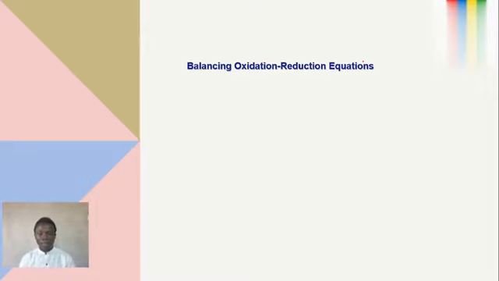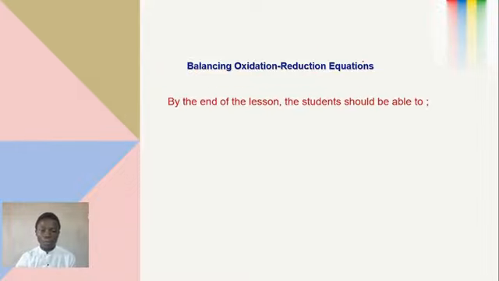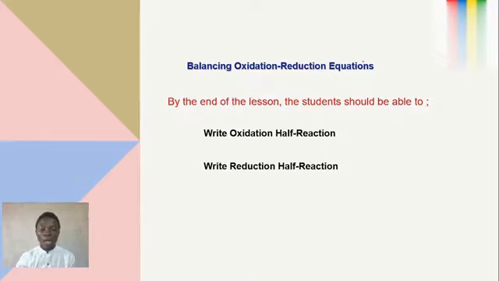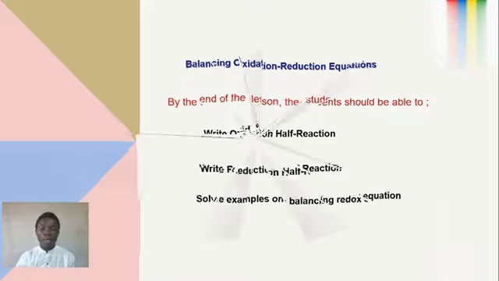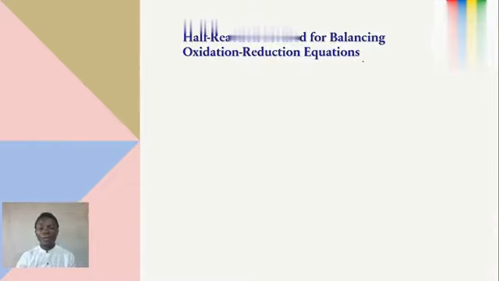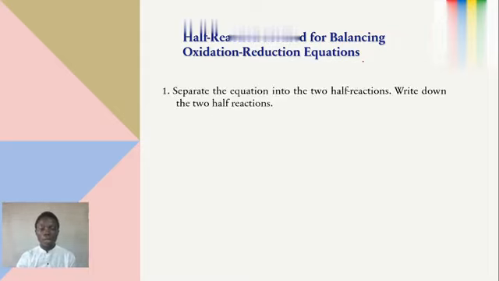Today, before we move on, I would like to let you know that by the end of this class, you as a student should be able to write oxidation half reactions. You should also be able to write reduction half reactions, and you must be able to solve examples on balancing redox equations. Are we together? So let's get down to class. The half reactions method for balancing oxidation reduction equations. There are powerful steps that I want you to understand.